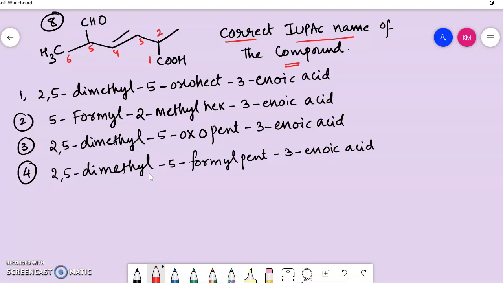Right, guys? So at the second position we have a substituent, methyl. But at the fifth position we have an aldehyde functional group. That aldehyde functional group is the minor functional group. If it is minor, it is named as formyl. So I can give 5-formyl-2-methylhex-3-enoic acid. Why? Because a double bond is there at the third position. So the second one is the correct answer, guys.